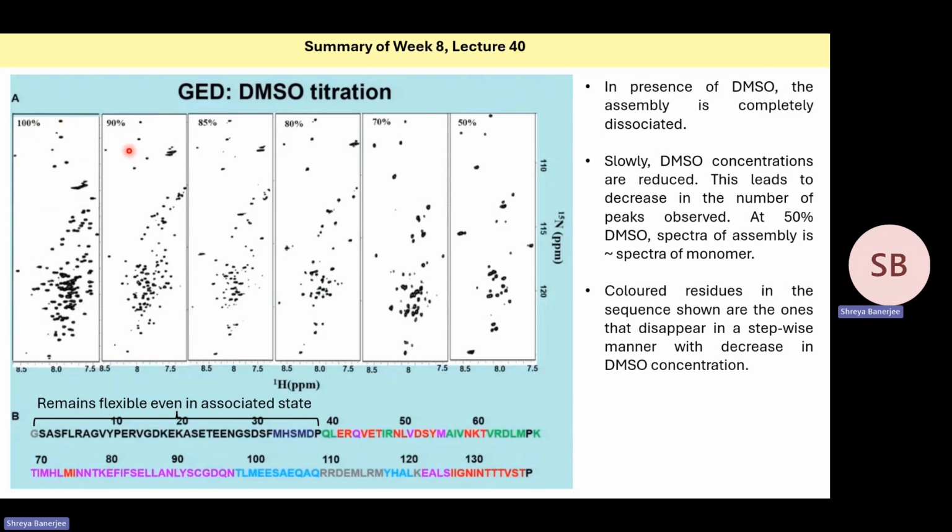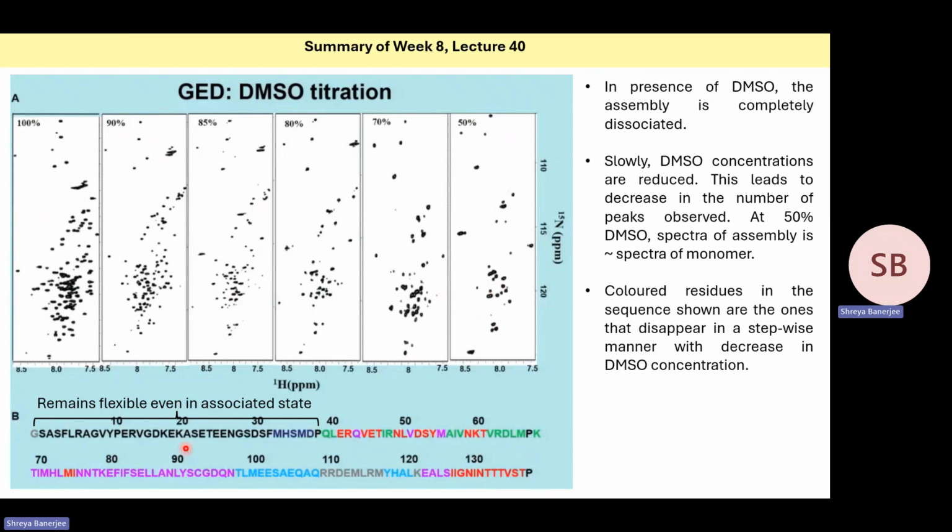Slowly, the DMSO concentration is reduced. As the DMSO concentration is reduced, from monomer, the aggregation is starting. As the aggregation is starting, the peaks will start to disappear. At 50% DMSO, the aggregation has completely formed, and so you can see the number of peaks is very small, because we already saw that in aggregate very few peaks will be seen.